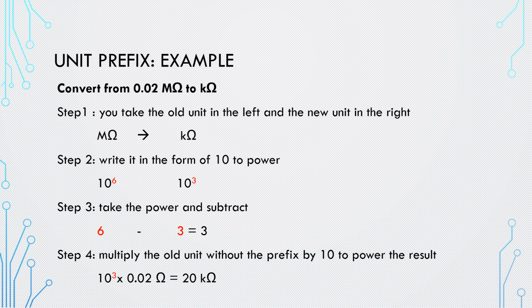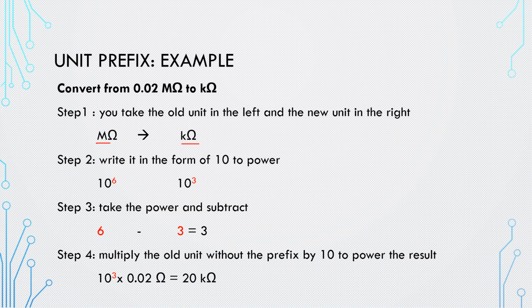So if I'm asked to convert 0.02 megaohm to kilohm, rather than going back to the picture I showed you earlier, I prefer to follow this procedure rather than having to know which one I'm going to multiply and which way I'm going to divide. This way we save you from thinking about this situation. So the first step, put the unit that you want to convert from and the one you convert to.